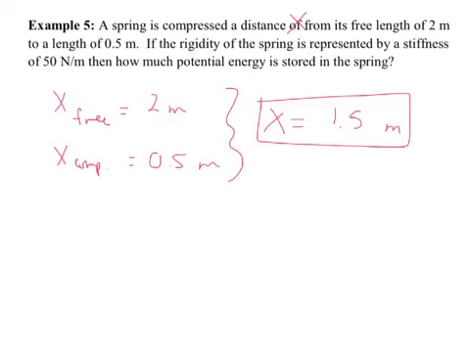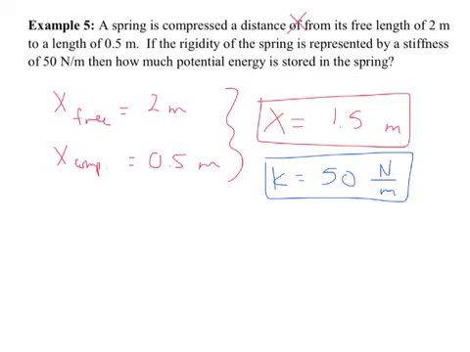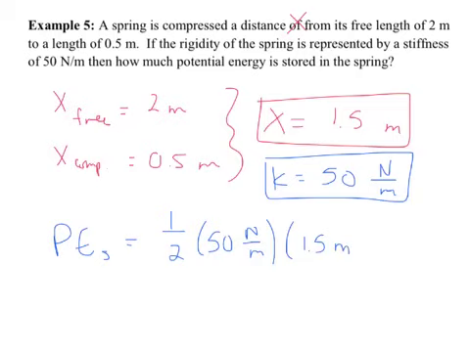It might help. Next, we're told that the spring stiffness is 50 newtons per meter. What variable is that? K. And we can tell by the units, newtons per meter. So that's the K value. Now let's take a look at this. If we plug this into our formula, and I'm going to carry the units down so you can see this: potential energy in a spring, 1/2 K times x squared.